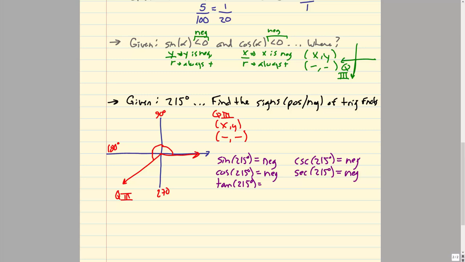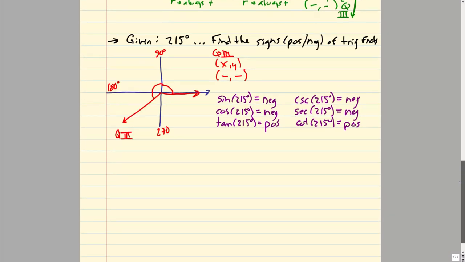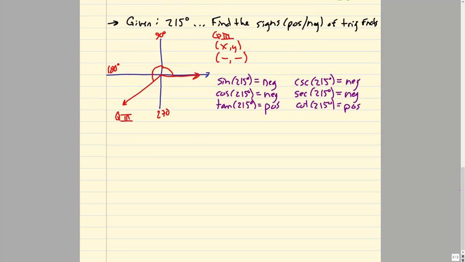Tangent is y over x, so that's a negative divided by a negative, which would be a positive. And if tangent is positive, so is cotangent. So again, even though I don't know the values of the sines and cosines in terms of their numbers, I can figure out whether they're negative or positive, based on where they lie on my Cartesian coordinate system.